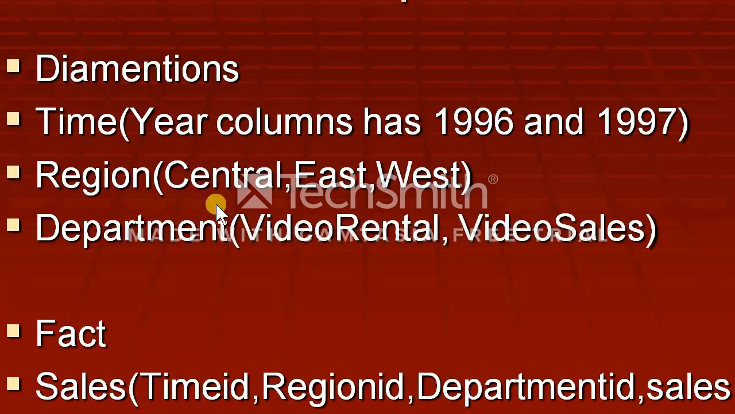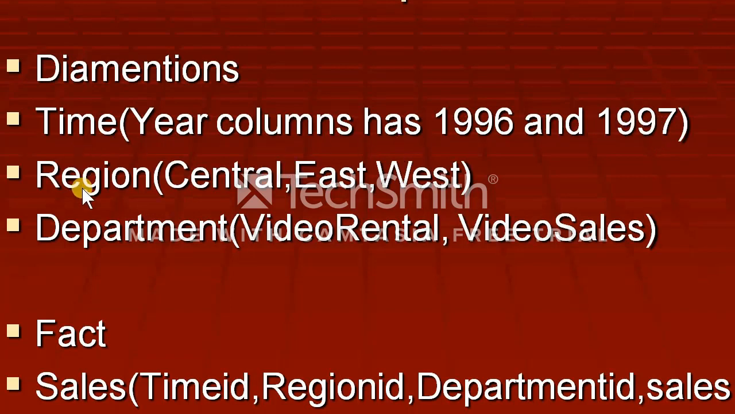If we look at these dimensions, we can consider that time has only one hierarchy, which is year; region has only one hierarchy, which is region name; and department has only one hierarchy, which is department name. Alternatively we can use a dimension as a table, so the time table has only one column, which has the values 1996 and 1997.